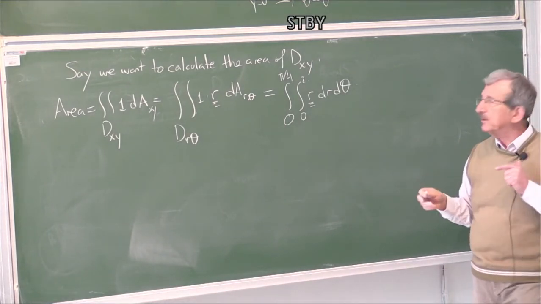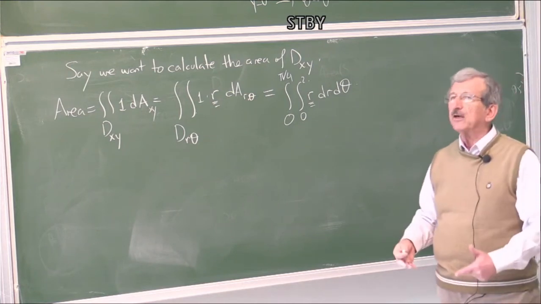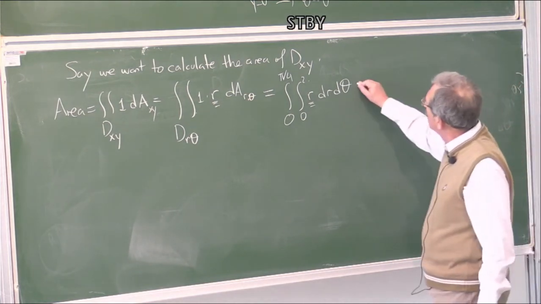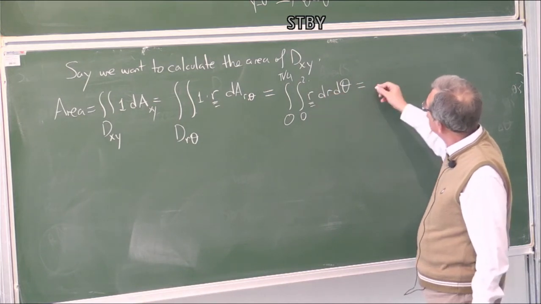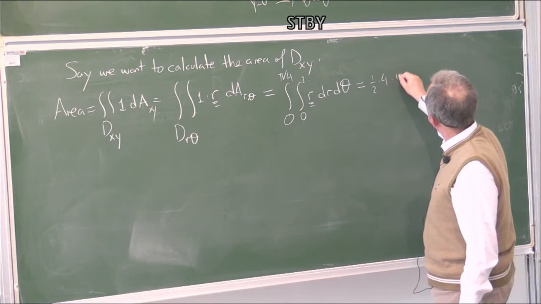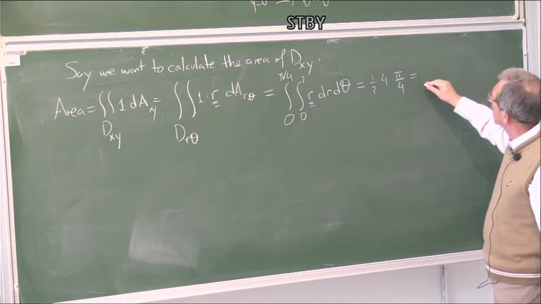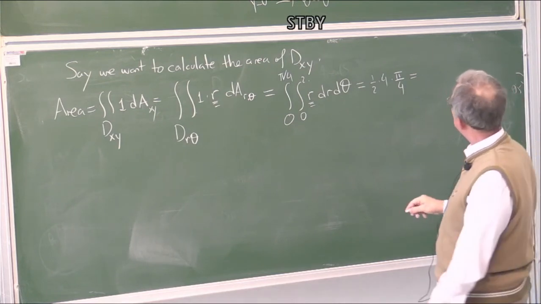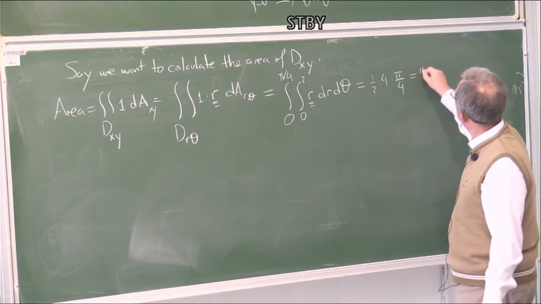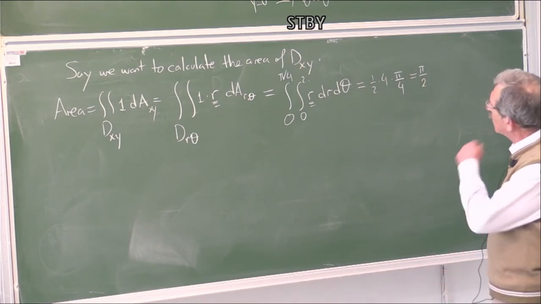Okay. This is coming from the change of variable. We will understand it later in a much more detailed way. Well, what is this after all? It's r squared over 2, so it's 1/2 times 4 times pi over 4, which is actually, let me see, did I do it correctly? Yes, it's pi over 2. Okay.